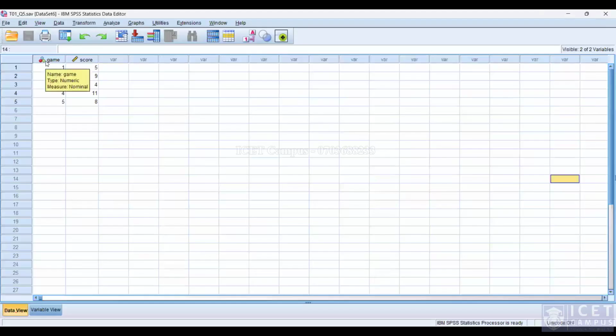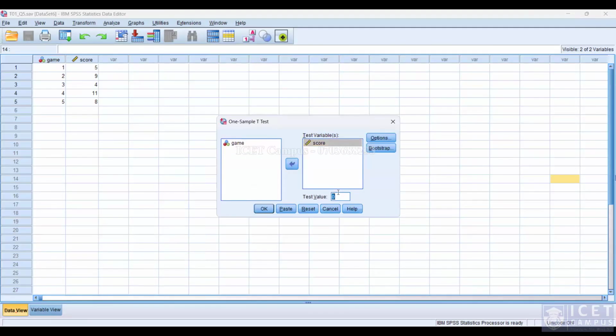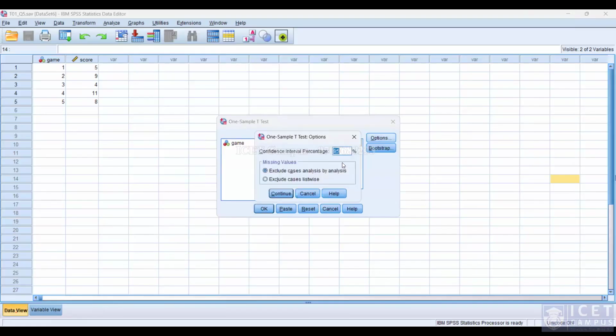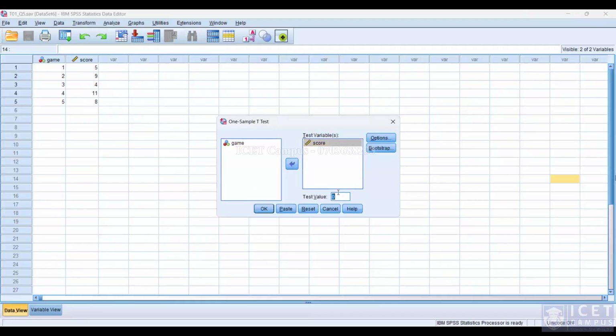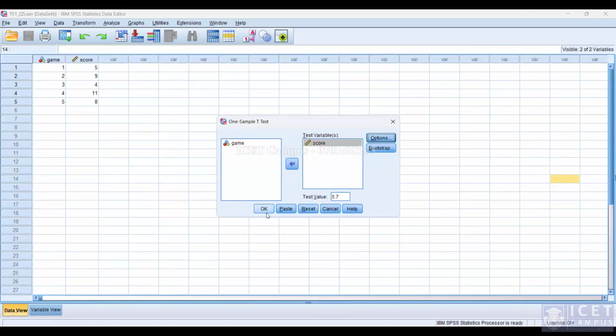There are five data points here. Then we can go for a one sample t-test, as the league team average is 5.7. Therefore, we have to go for a one sample t-test. Then Analyze, Compare Means, One Sample T-Test. The test variable is score. The test value is given as 5.7. And we have to check whether the confidence interval is changed to 95%. Yes, it is changed to 95%.